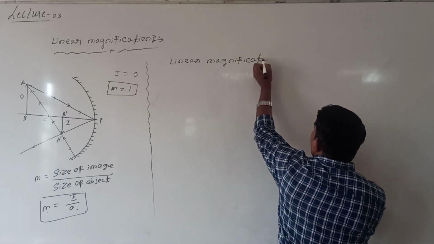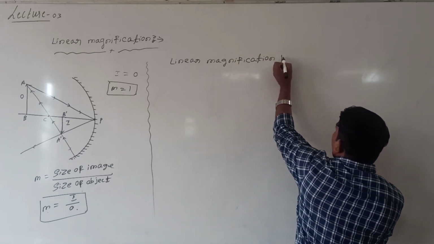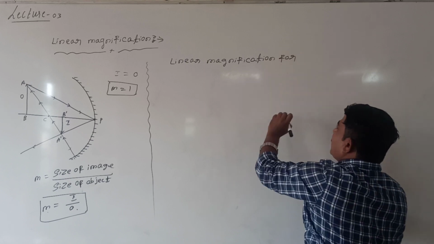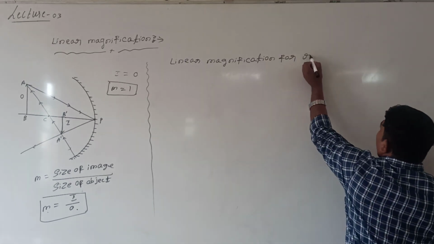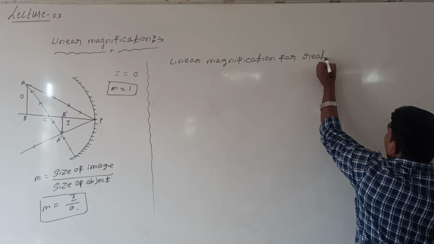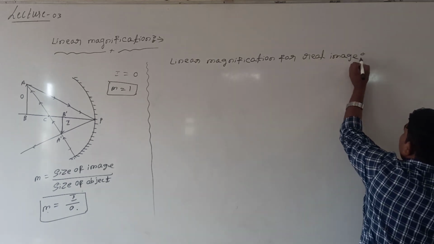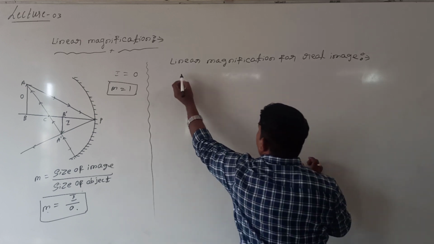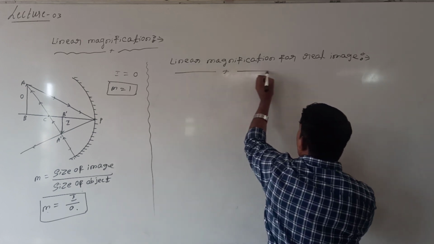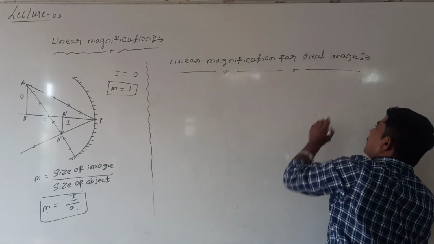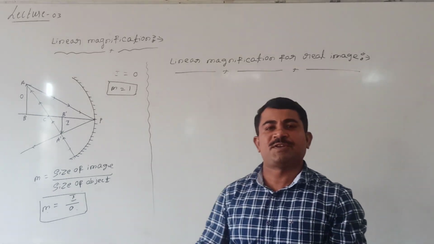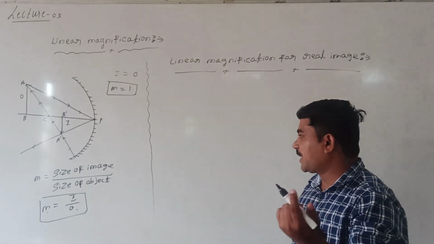Linear magnification for real image. That we'll see now: how it is positive, how it is negative. Generally, for real image, for concave mirror, linear magnification is negative. How it is negative, that we'll see now.